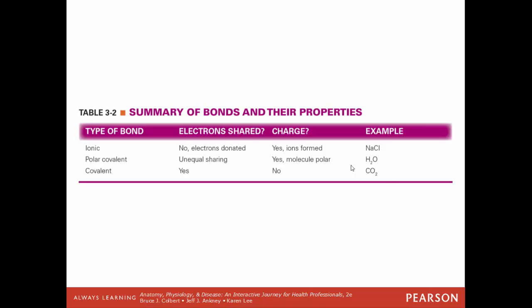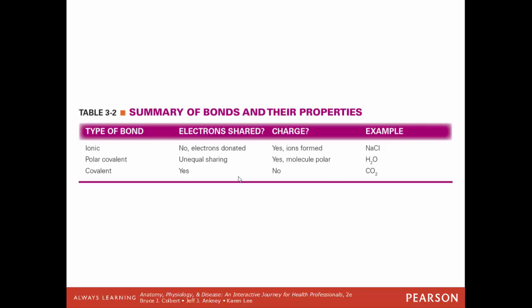Alright, here's a summary of ionic bonds, polar covalent bonds, and covalent bonds. And what happens to their electrons, if they're shared or not, is there a charge, and a common example. So ionic, electrons aren't shared. Basically, one gets donated or stolen by another one. And by doing so, you are forming ions, such as table salt.